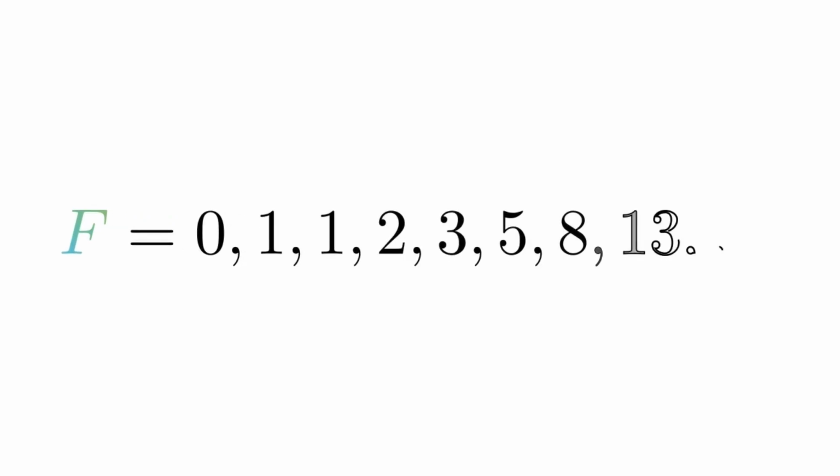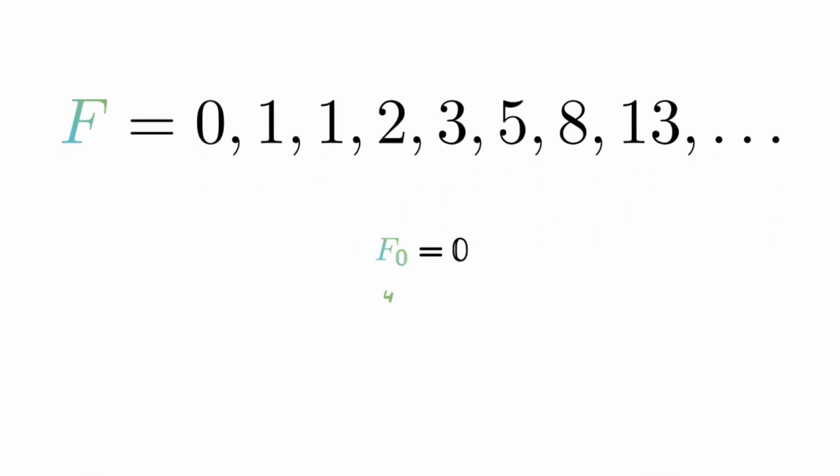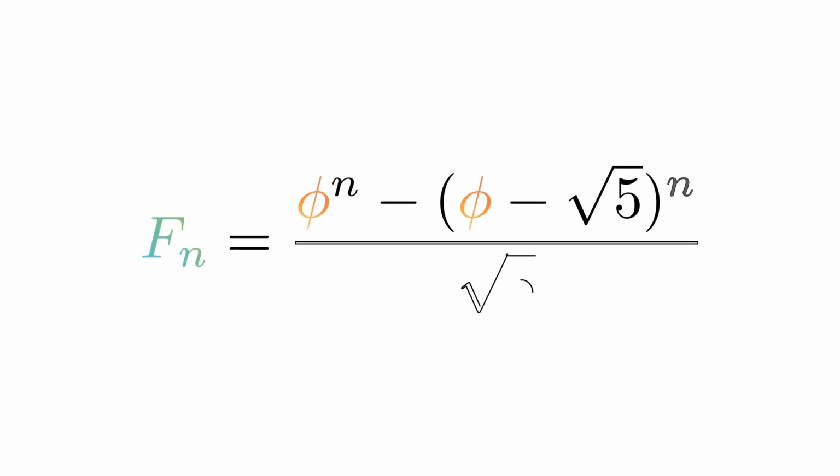This is the Fibonacci sequence. It starts with 0 and 1, and each following term is the sum of the previous two terms. This method for calculating terms is good for most people, but the explicit formula is superior. It even has the golden ratio.